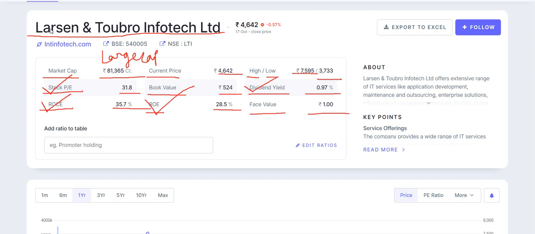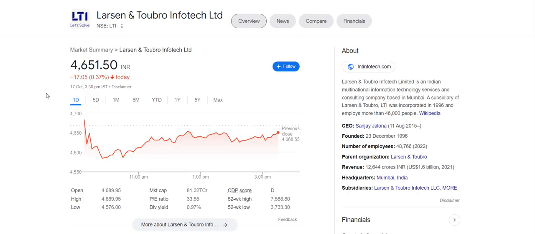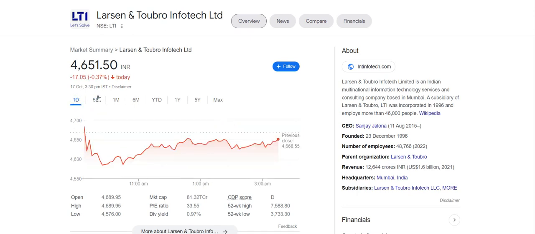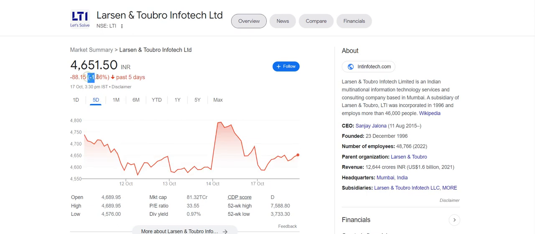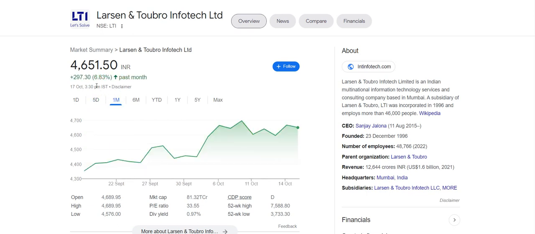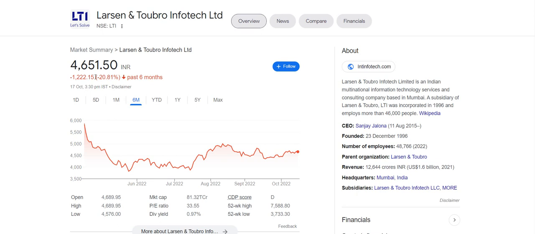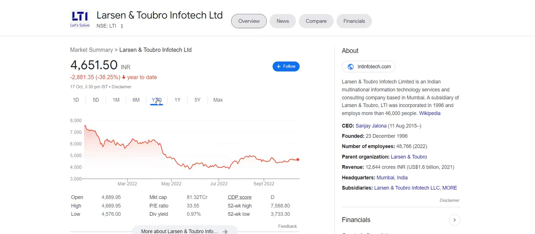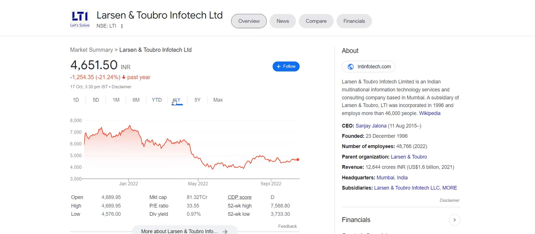Now before considering anything, we need to see how the company has performed in the previous months as well as in the previous years. In one day it has given a return of minus 0.37%. In 5 days it has given a return of minus 1.86%, negative. In 1 month it has given a return of 6.83%, positive. In 6 months it has given a return of minus 20.81%, negative. Year to date it has given a return of minus 38.25%. In 1 year it has given a return of minus 21.24%.